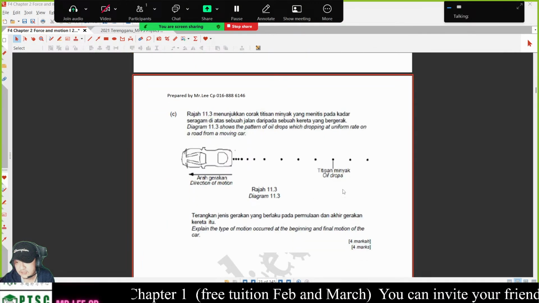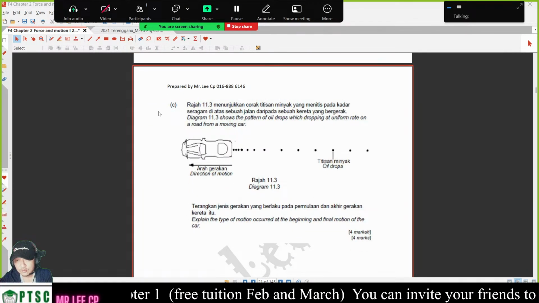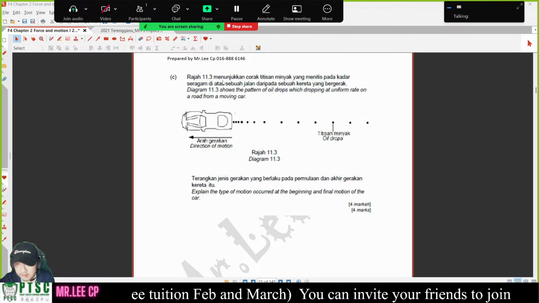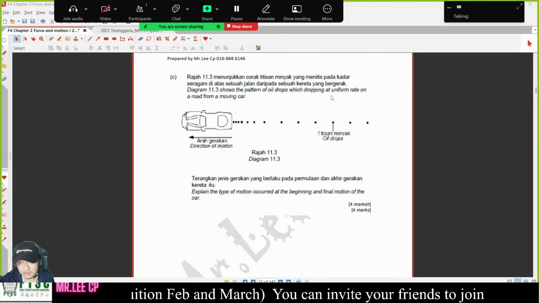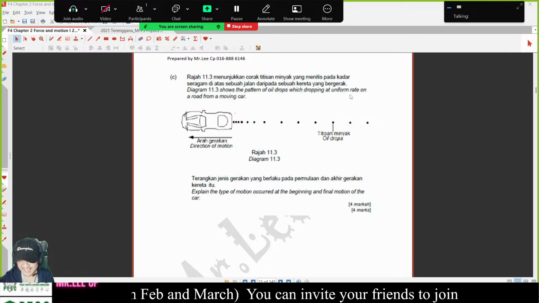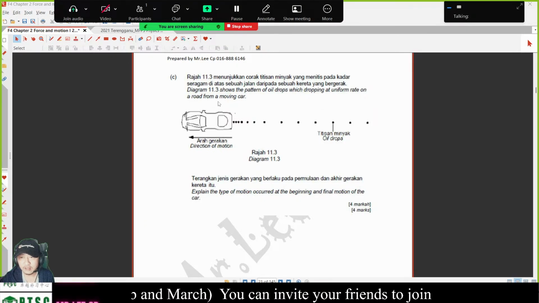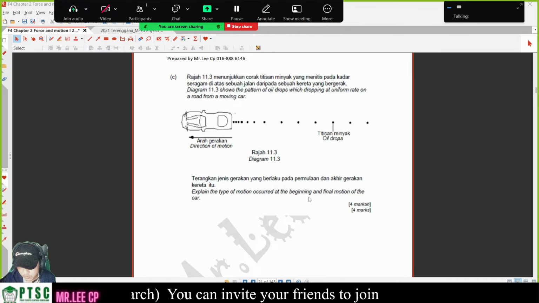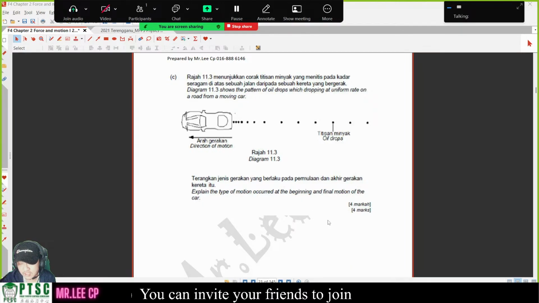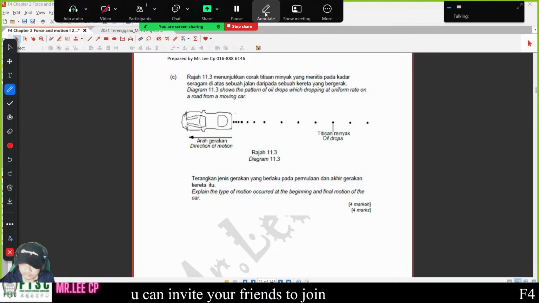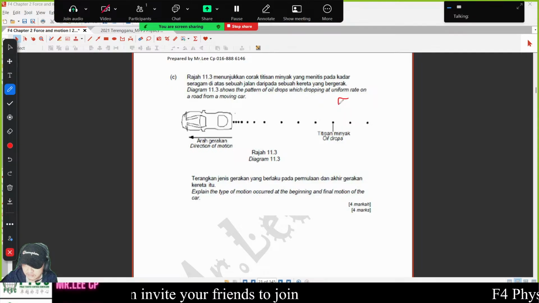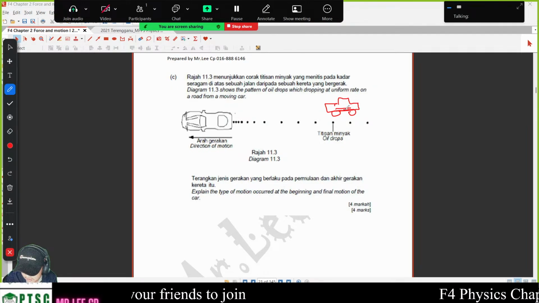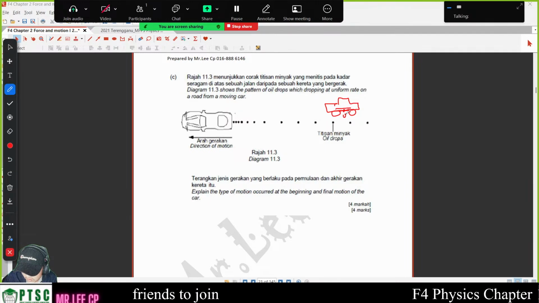Okay, so we try to do one more. Continue from here. Now, diagram 11.3 shows the pattern of oil drops from a car, uniformly dripping on the road from the moving car. Explain the type of motion at the beginning and at the end of the motion of the car. So now this car is from here. The oil pipe here leaks, so it drips down.